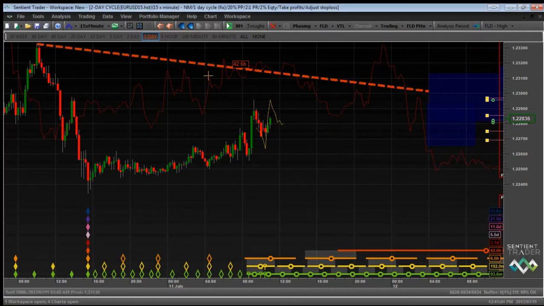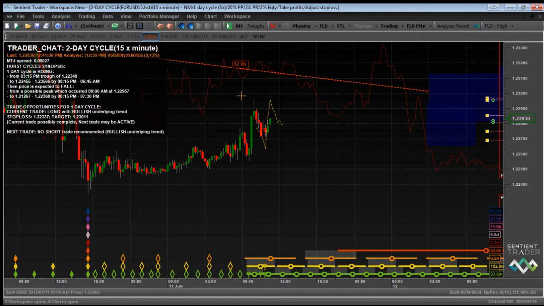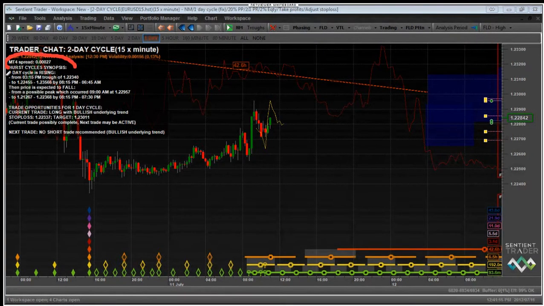And I see another question from Mark. How does Sentient Trader deal with the spread when it comes to stop losses? FXCM, for example, has quite a large spread which needs to be taken into account. Yes, the spread is very important. Let me see whether I can show my text information. You will see up at the top of this chart, Mark, MT4 spread.